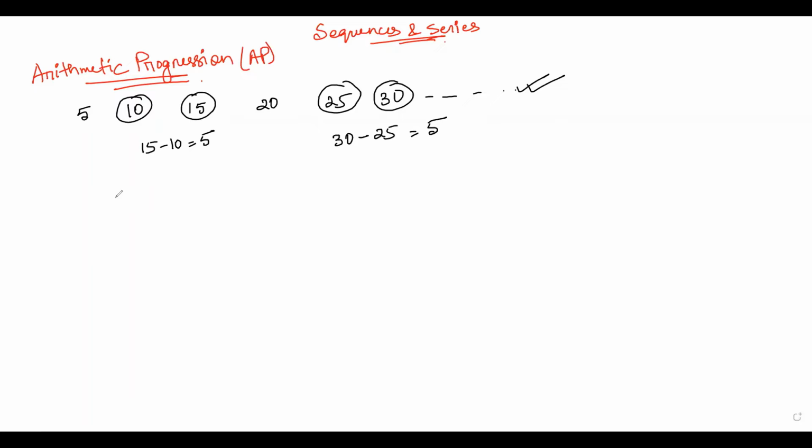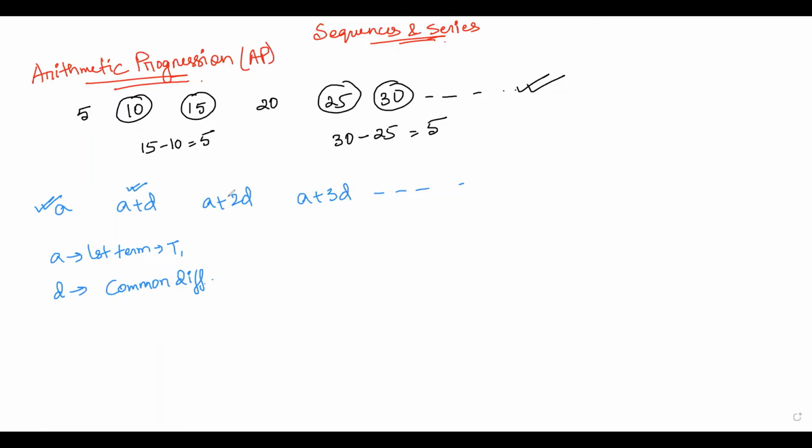Now, if we generalize this, we can write the terms as A, A plus D, A plus 2D, A plus 3D, and so on, where A is called the first term and D is called the common difference. So A is the first term, A plus D is the second term, A plus 2D is the third term, A plus 3D is the fourth term, and so on.